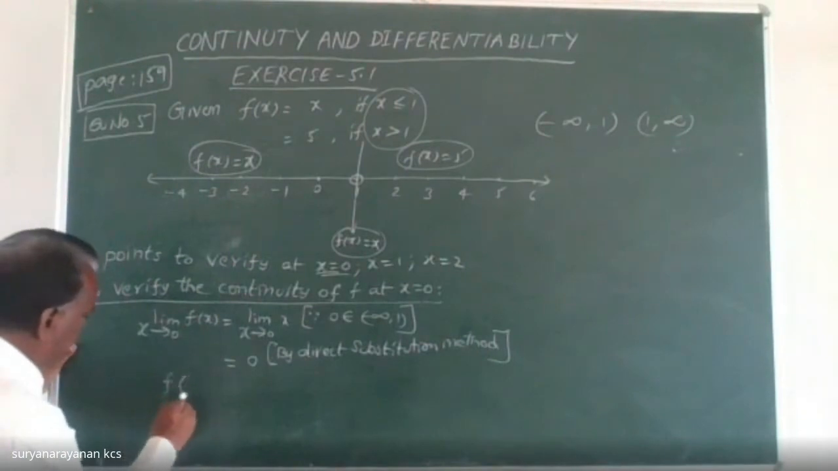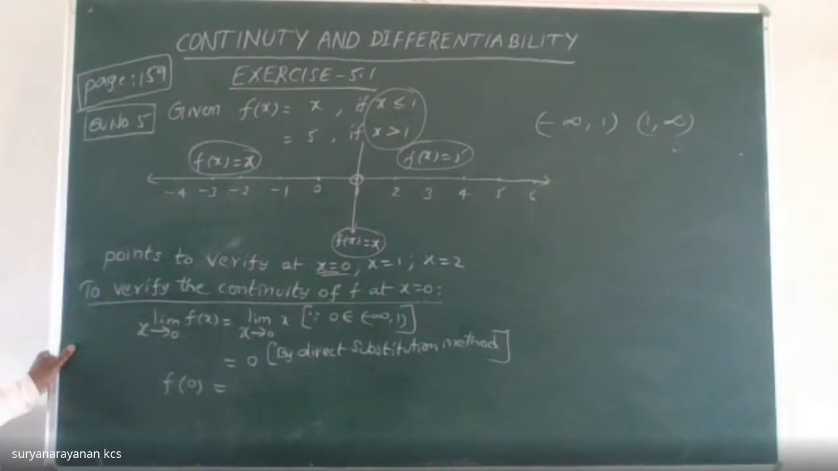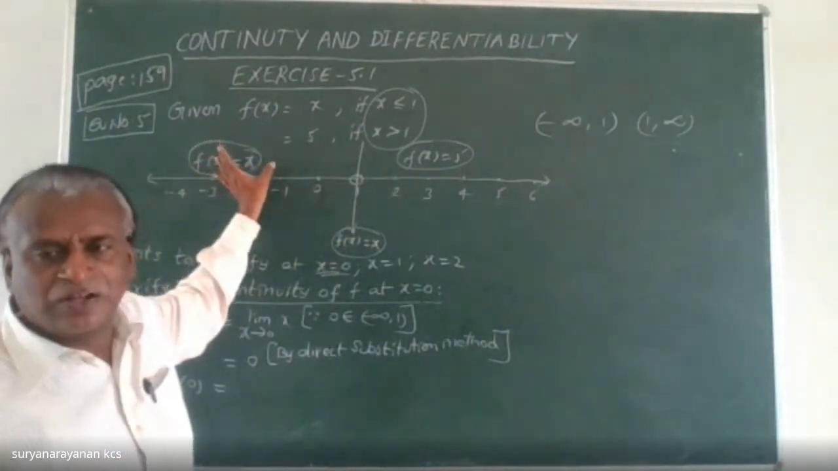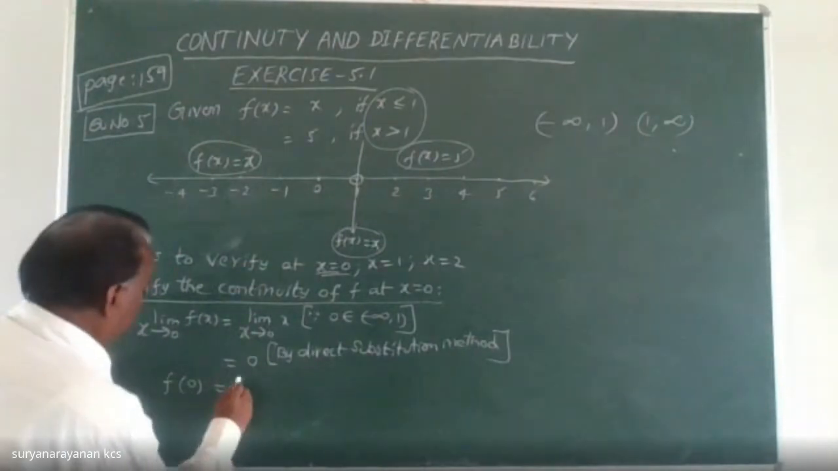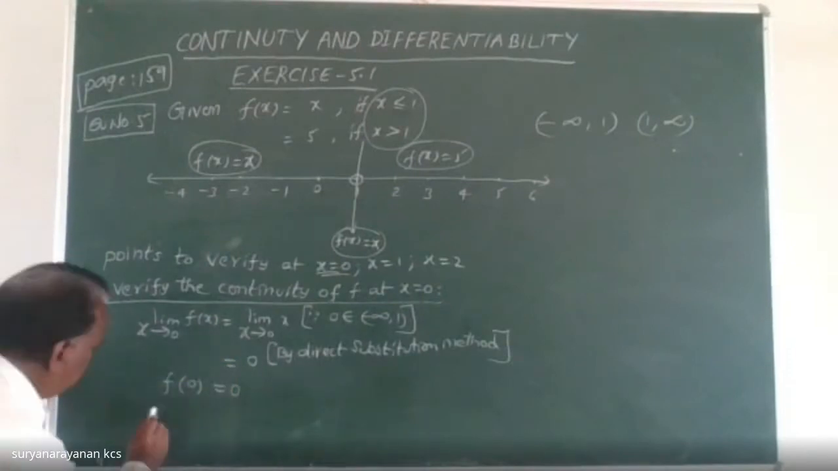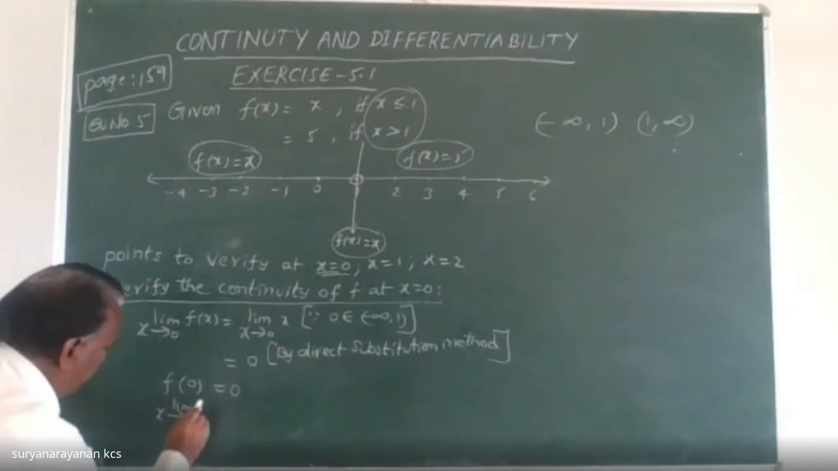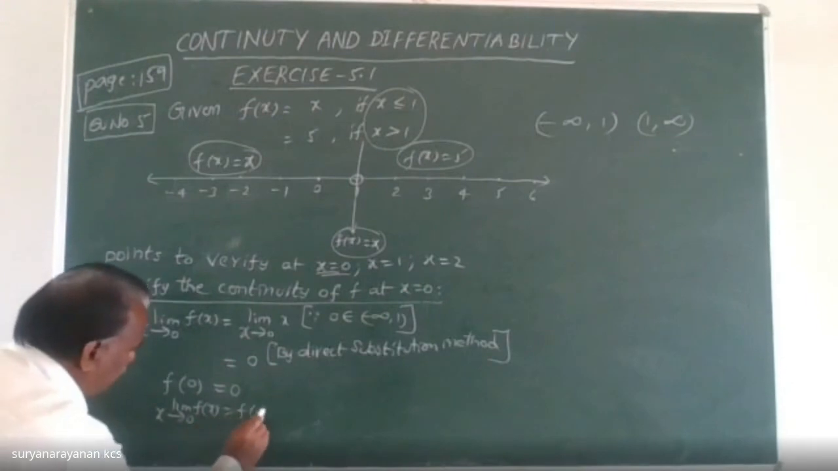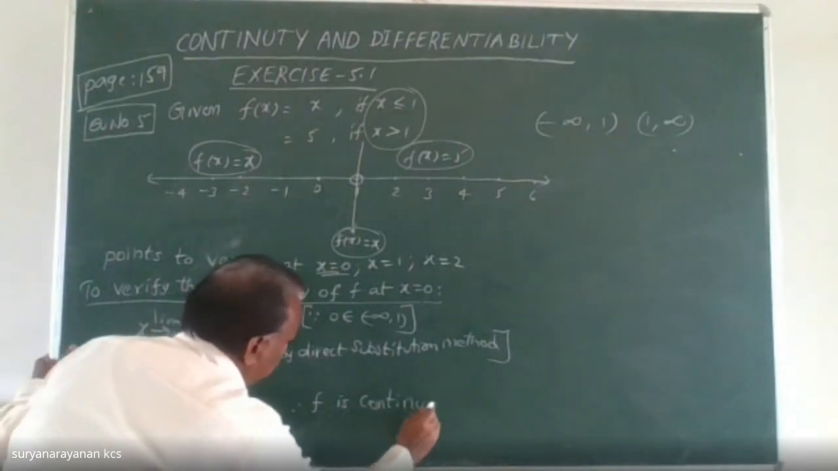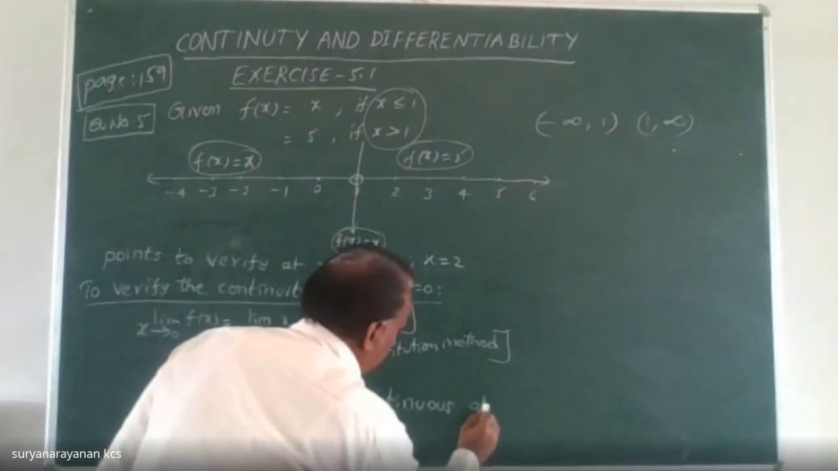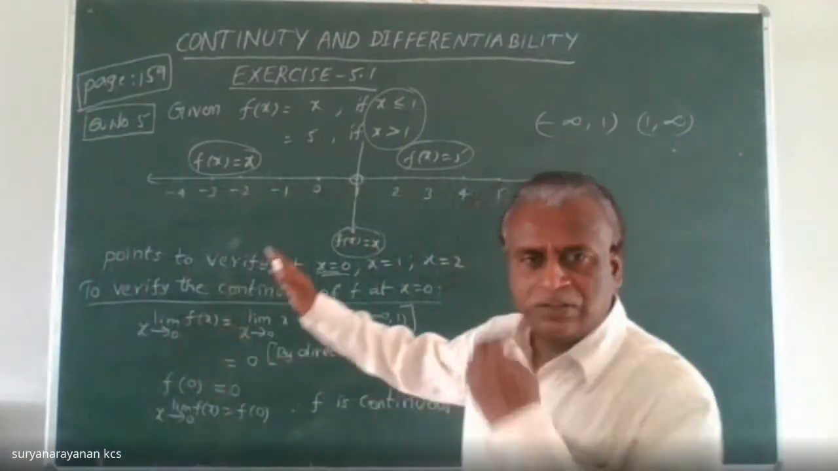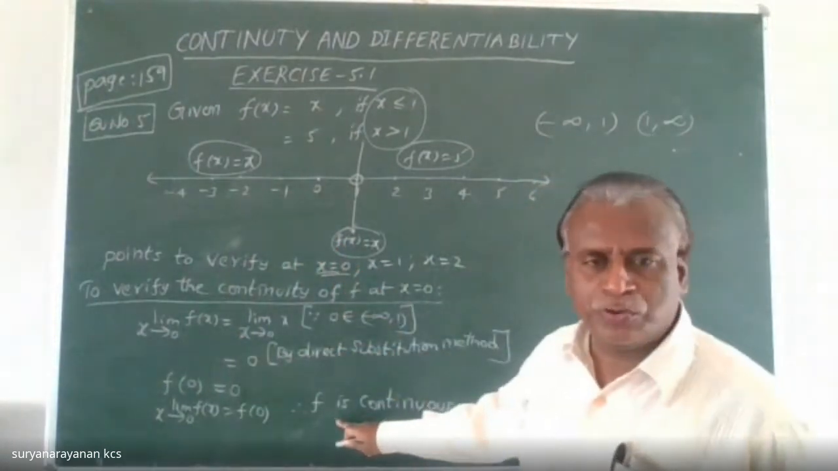Now let us find f of 0. What is f of 0 in this function only? Not this one. I have to take this function only. What is f of 0? 0, sir. 0 only. Are these two values equal or not? Yes, sir. As x tends to 0, limit f of x is equal to f of 0. Therefore, f is continuous at x is equal to 0. So we have verified that the function is continuous at this point 0.